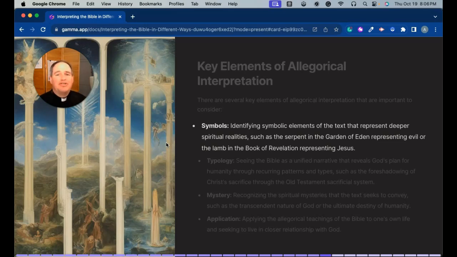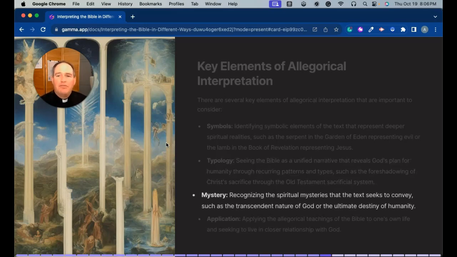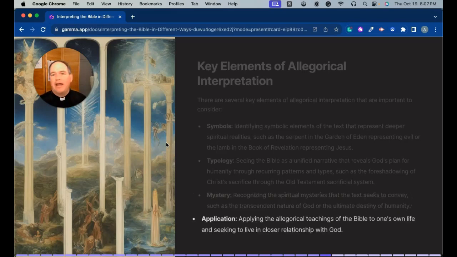A lamb is not just a lamb. A snake is not just a snake. They mean something deeper. We're also going to be looking for typology. What is foreshadowing Jesus' sacrifice in the stories of the Old Testament? We're also going to be looking for mysteries. Are they trying to convey something that's just beyond our ability to understand, hinting at maybe the transcendent nature of God or the ultimate destiny of humanity?